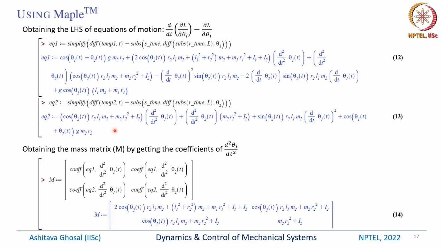So equation 2 contains m2 L1 R2 cos theta 2 plus I2 plus m2 r2 square into theta 1 double dot, and that is correct. Okay, this one is very easy to see. The M22 element, the second element in the second equation, is m2 r2 square plus I2 into theta 2 double dot.